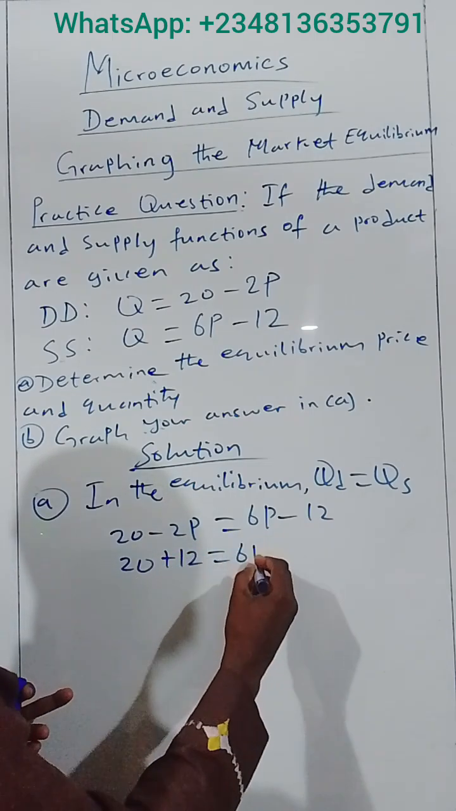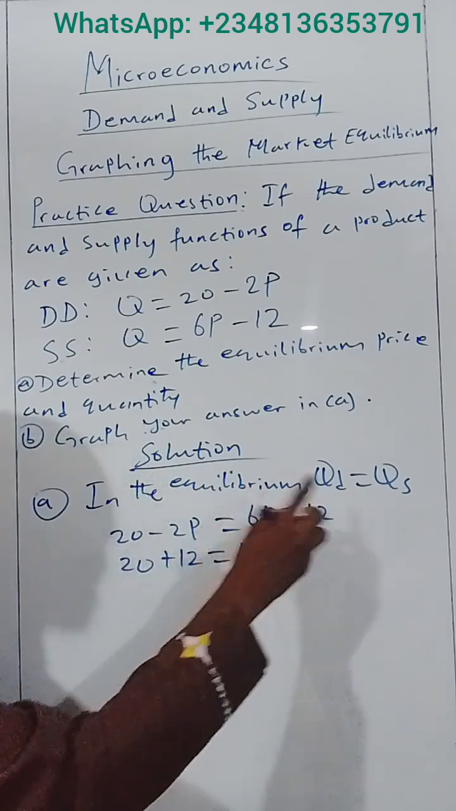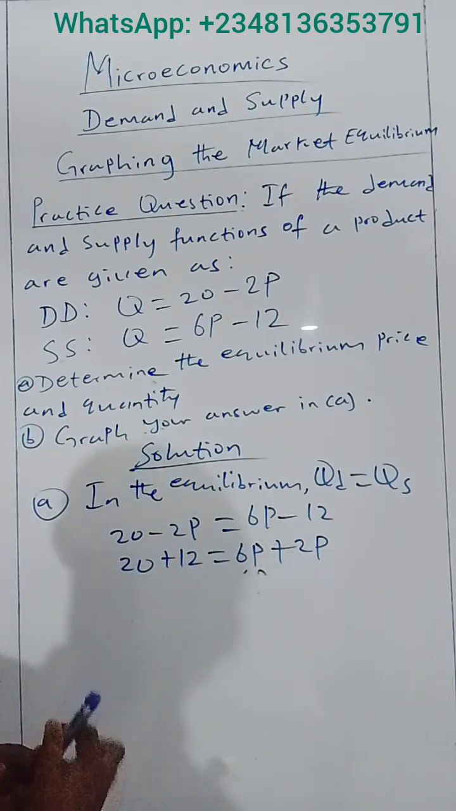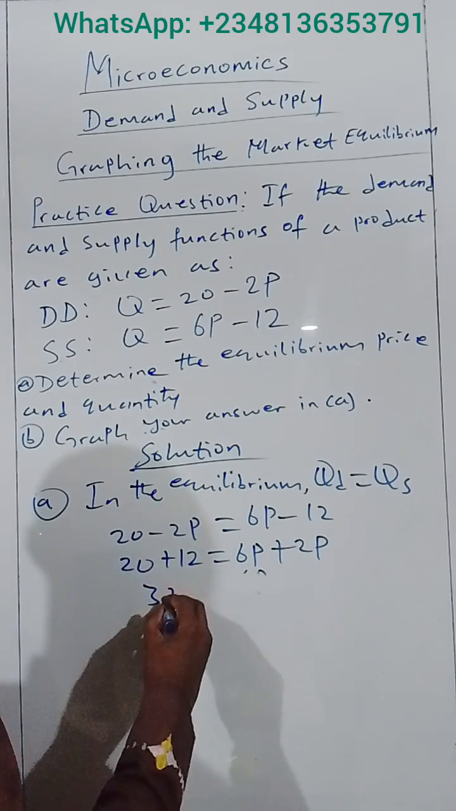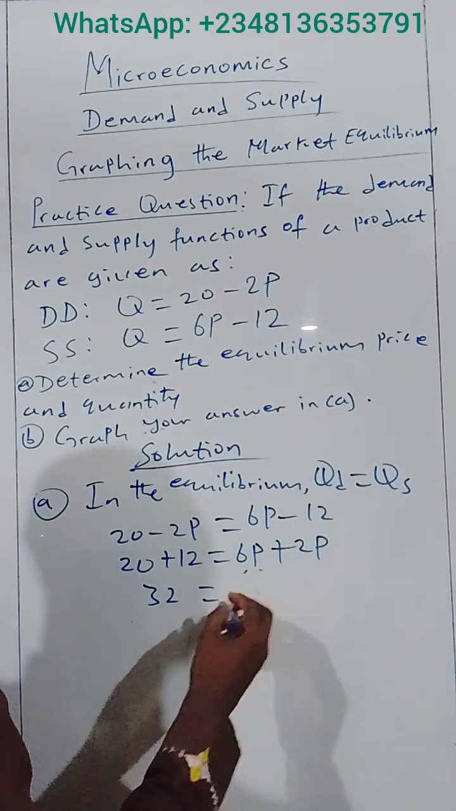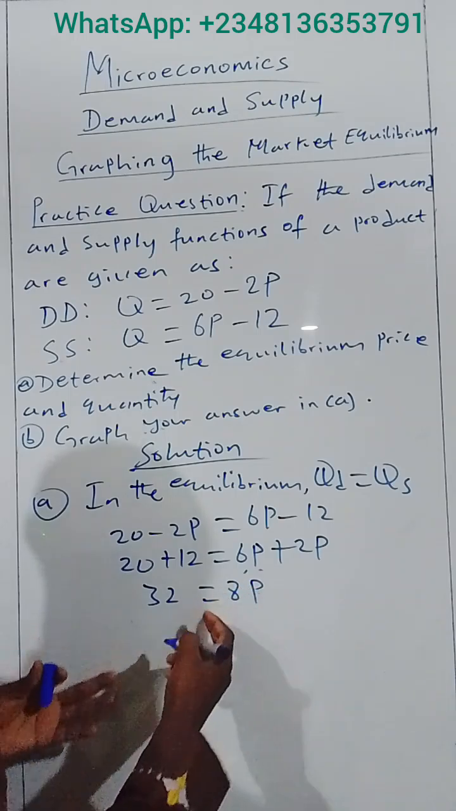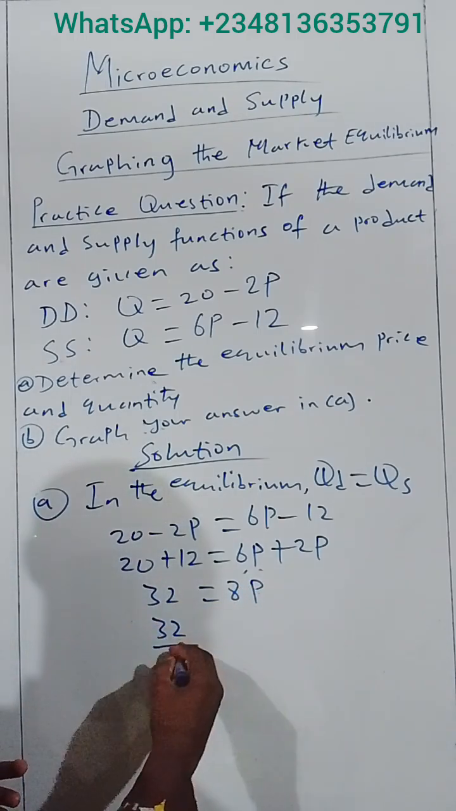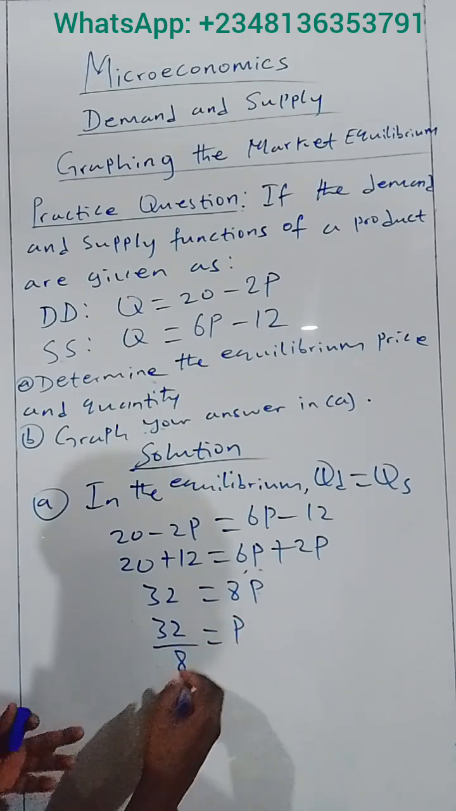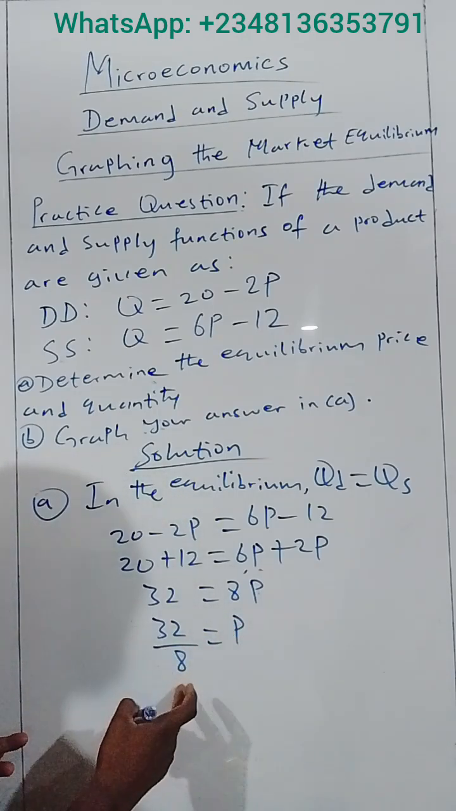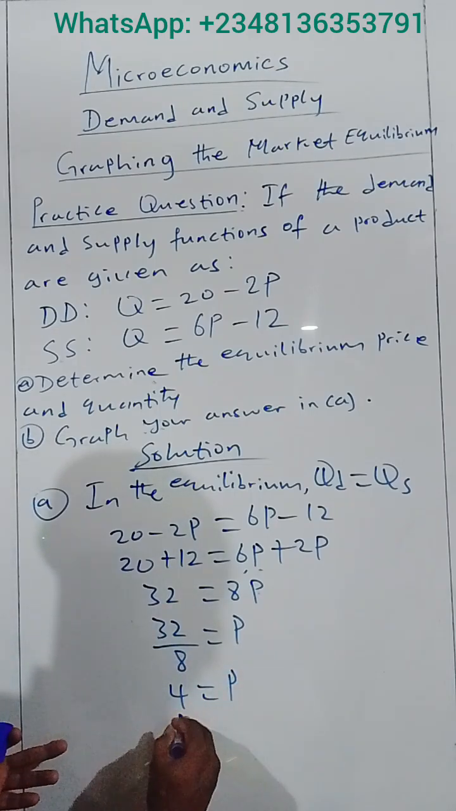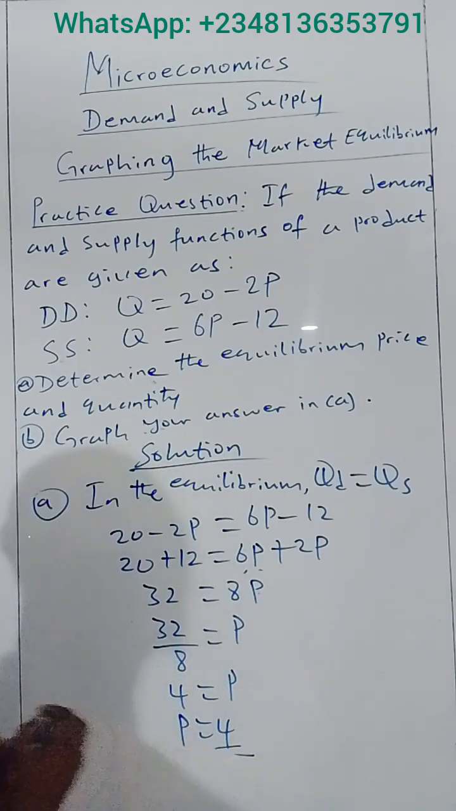We have 6P here. Then we take this minus 2P to this side, it becomes plus 2P. Then when we add this together, we have 32 equals 6P plus 2P, which is 8P. Then we divide both sides by the coefficient of P, which is 8. Then we have 32 over 8 equals P. 32 divided by 8 is 4, which is equal to P. Therefore, P equals 4. P is the equilibrium price.